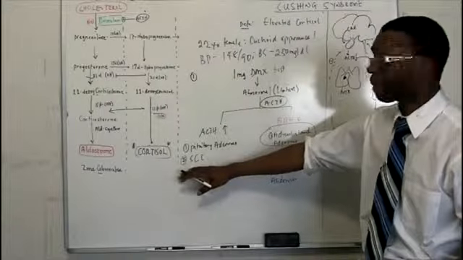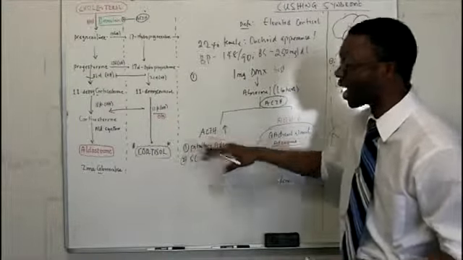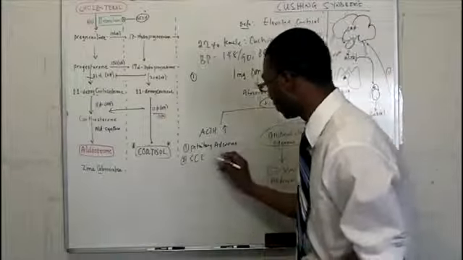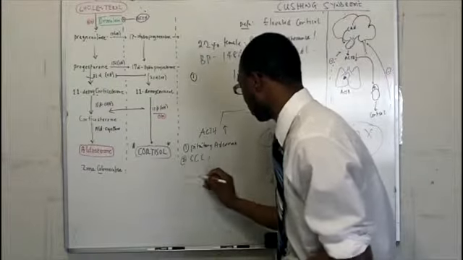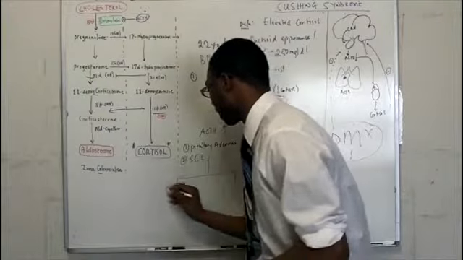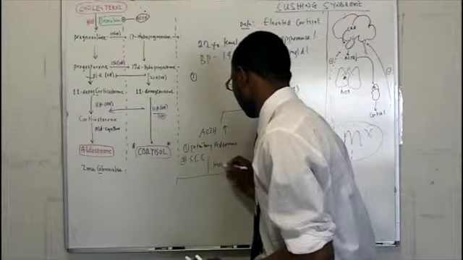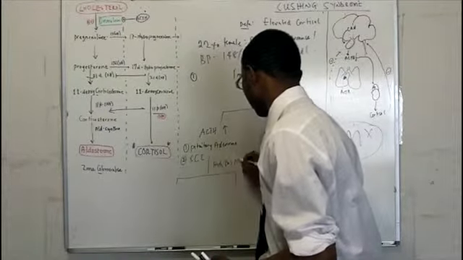If your ACTH, however, is very high, the next step now to differentiate between these two is to give you that high dose dexamethasone.